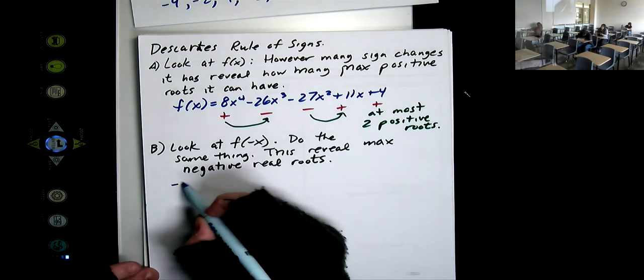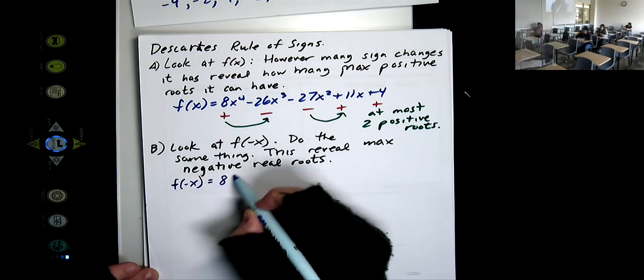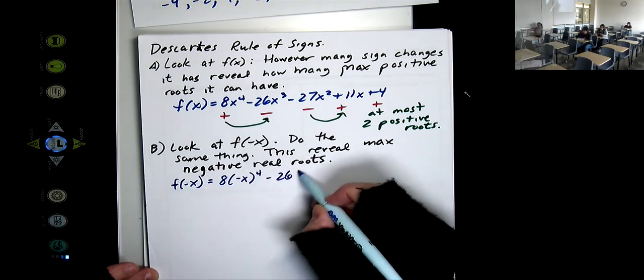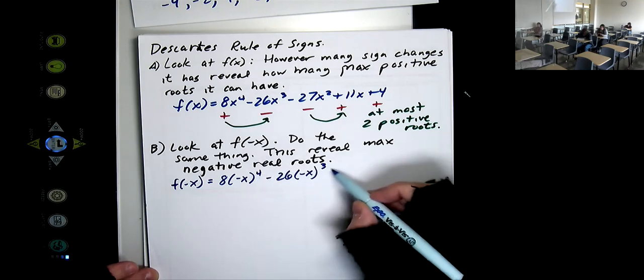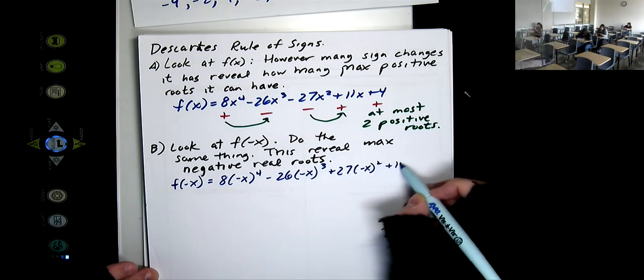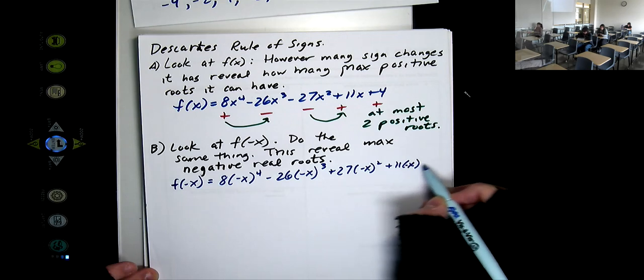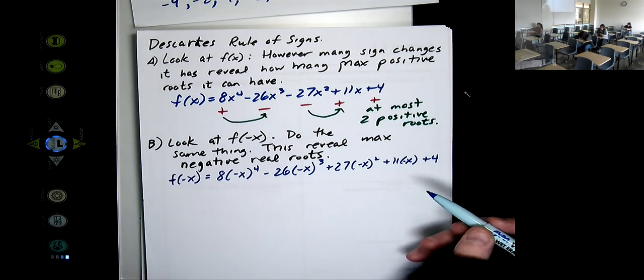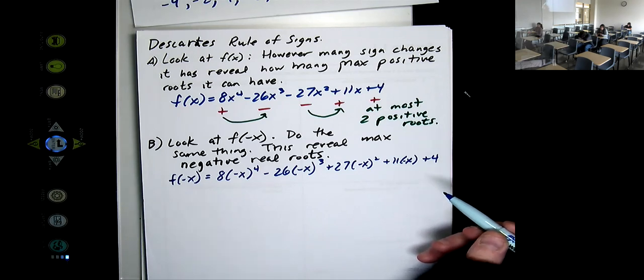So if I stick in negative x, I'm going to write what I'm doing first, and then we'll jump to what it means. So I plug each of those in.